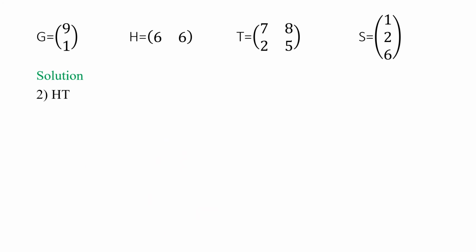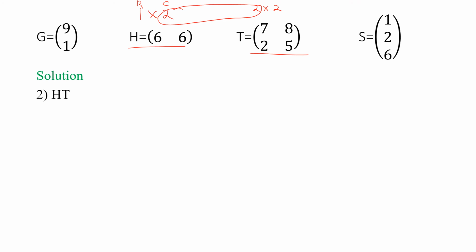Let's try the second one. Question 2. We have HT. Here we have H, and here we have matrix T. Let me look at the order first. Matrix H is 1 by 2, 1 row, 2 columns. And T, well, everybody knows a square matrix by now, is a 2 by 2. So here we have 2 rows, 2 columns.